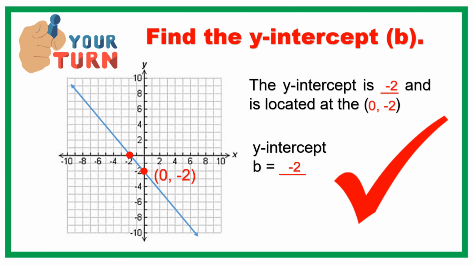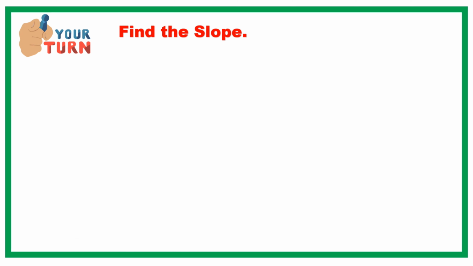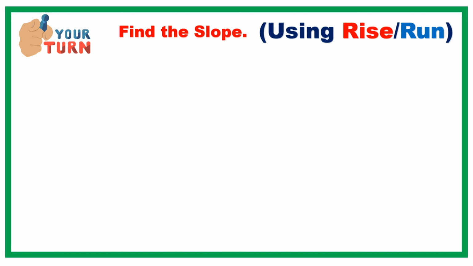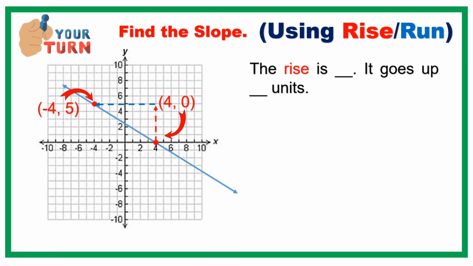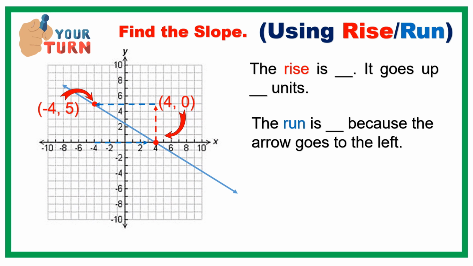Find the slope using rise and run. Here is the line and here are the coordinates: (-4, 5) and (4, 0). The rise is blank. It goes up blank units. The run is blank because the arrow goes to the left. Slope, m, equals rise over run. So what is our answer? You have 10 seconds to answer this.